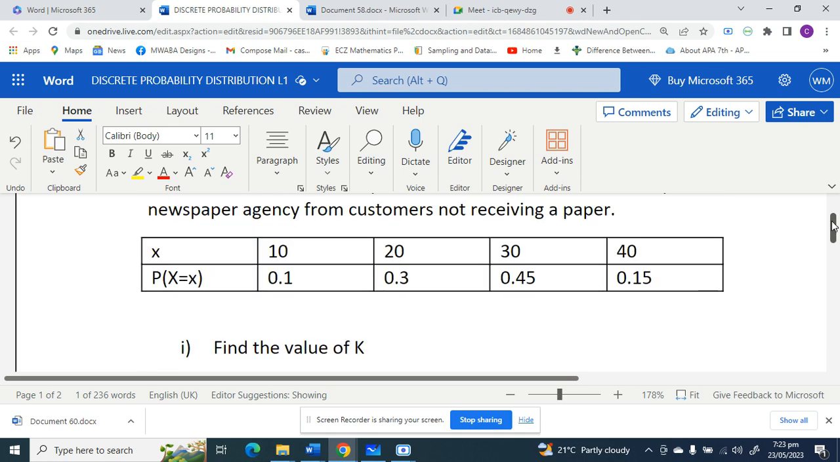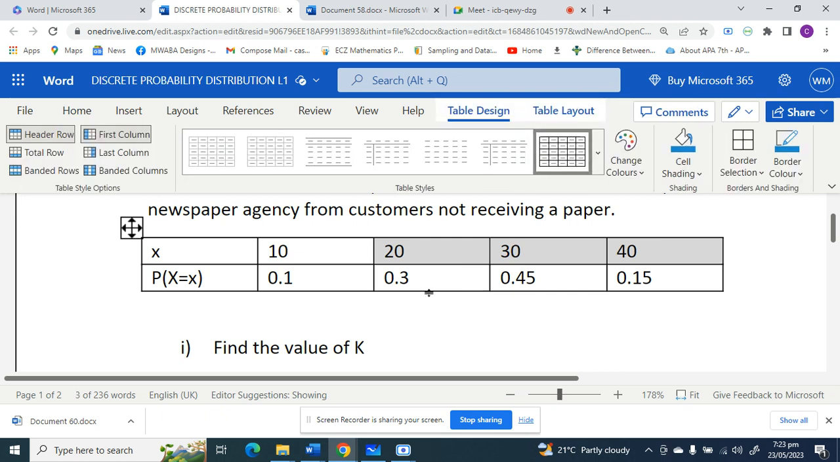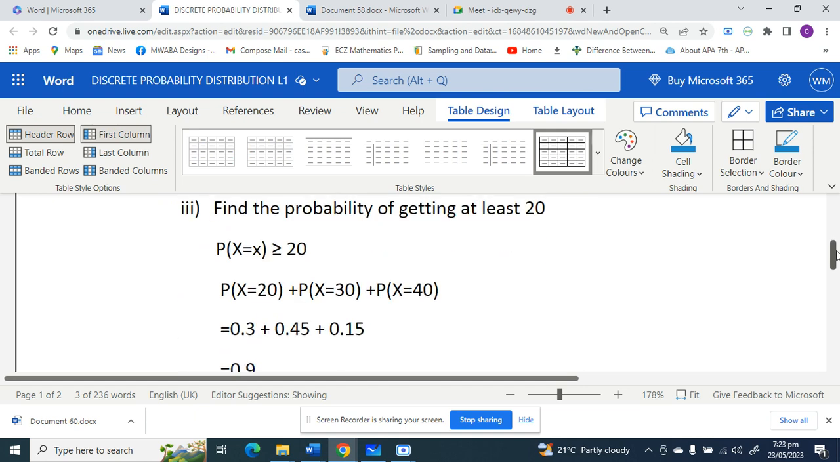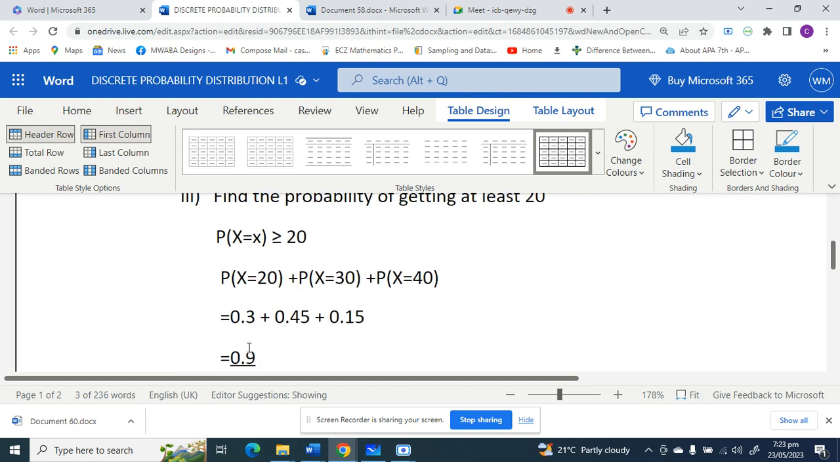So at least 20 complaints, we are focusing on this side. All right, so we're going to add these probabilities: 0.3, 0.45 plus 0.15. So I believe when we added these, 0.3 plus 0.45 plus 0.15, we get 0.9.